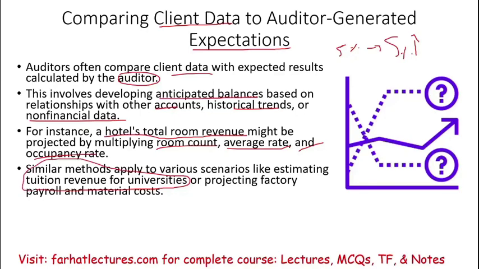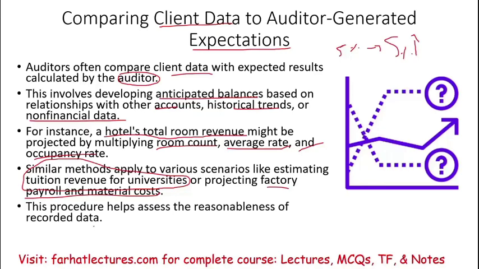A similar method applies to various scenarios, like estimating total tuition revenues for universities. If you know how many students they have, on average how many courses they take, and how many are full-time versus part-time, you can project the tuition revenue. You could also project factory payroll and material costs based on their production level. These procedures will help assess the reasonableness of recorded data. So it'll tell us whether it makes sense or not.